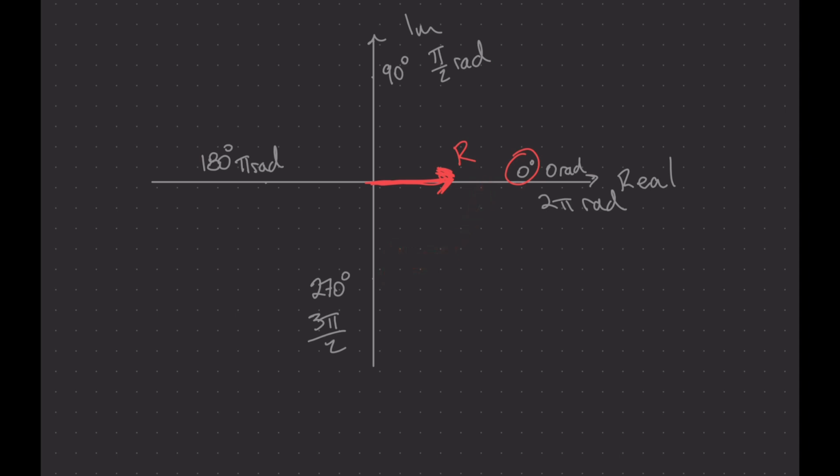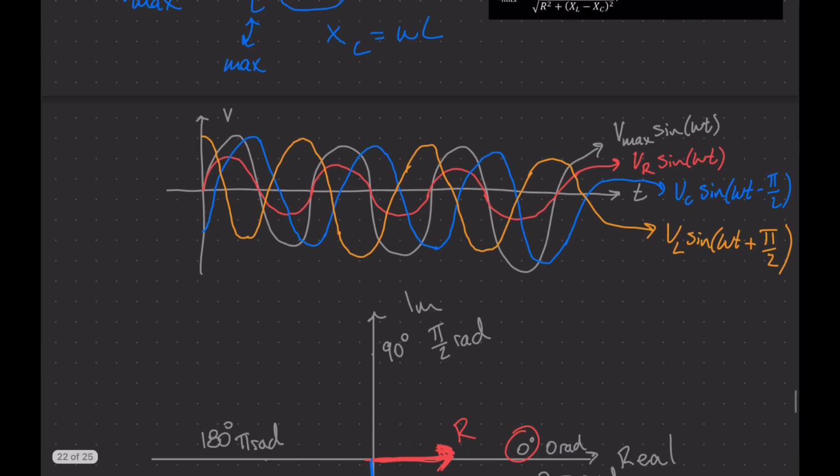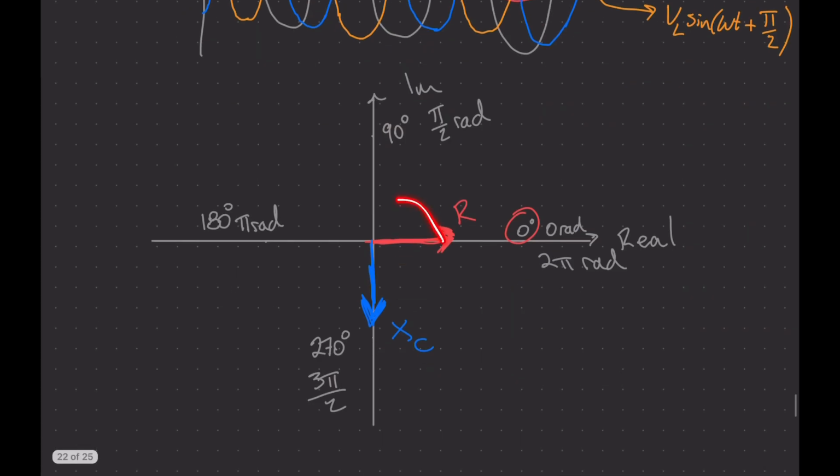So I can actually take this blue and plot another one here. I will call this XC, and that's the minus pi over 2. For the VL, we have a plus pi over 2, and that means we can go this way to plot in orange this plus XL. And this phasor diagram is telling you a couple things.